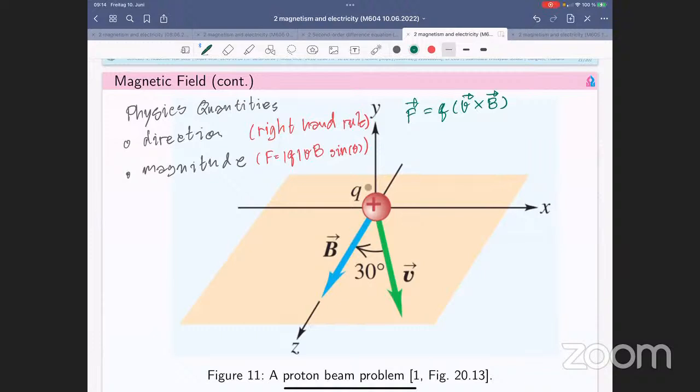I don't know, you can imagine, right? You can realize how you can find the F direction. Yeah, you cross your four fingers from V to B, and the induced force will point downward or upward. What do you think?